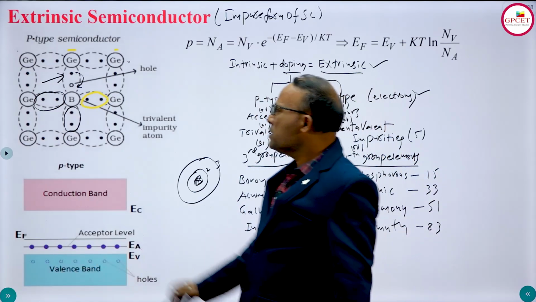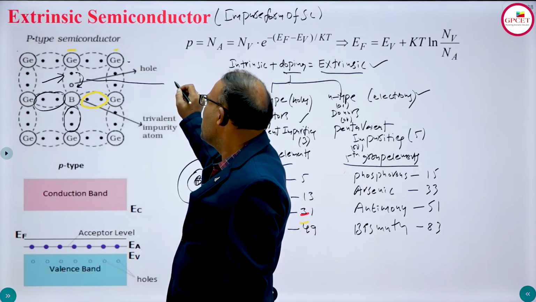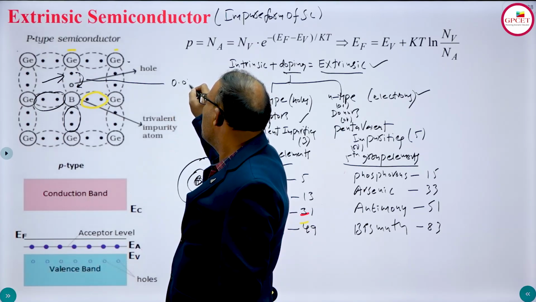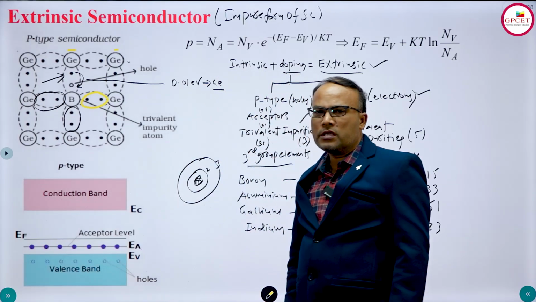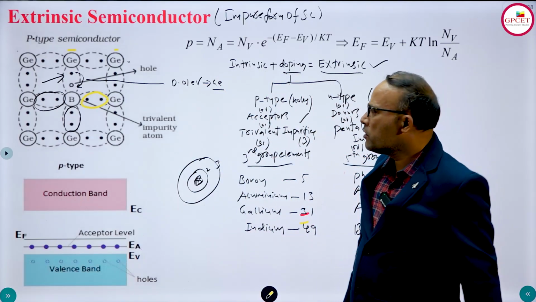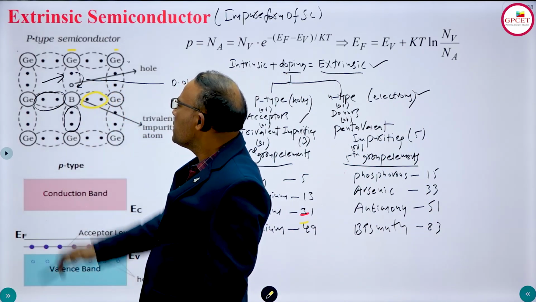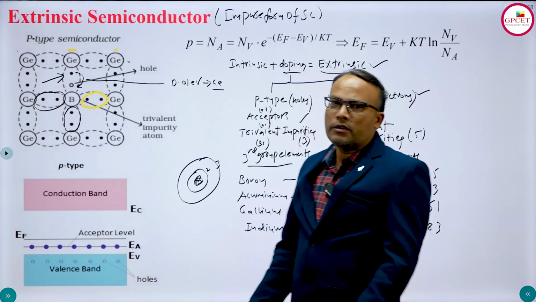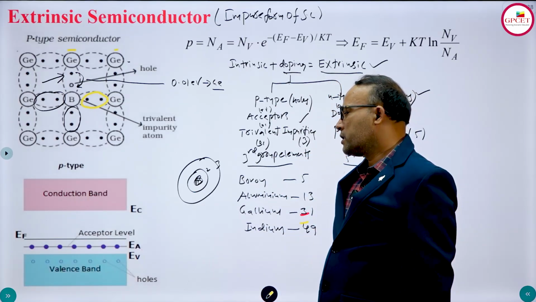But how much energy do we need to give here? The energy I can give is 0.01 electron volts, which is the value for germanium. If I give just a light energy of 0.01 electron volts, this electron jumps and fills this hole, in turn creating a current flow. Likewise, the current exists in extrinsic p-type semiconductors.